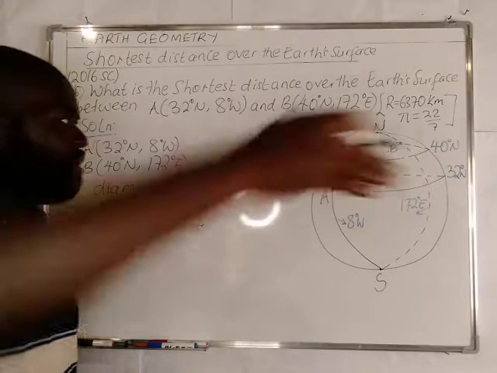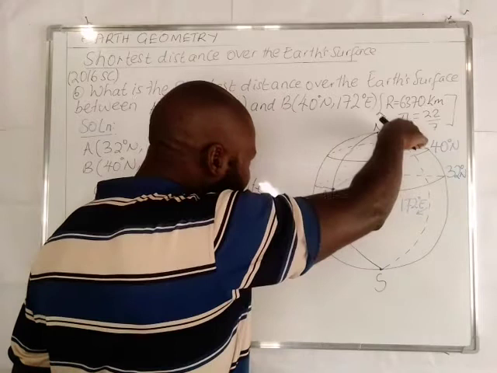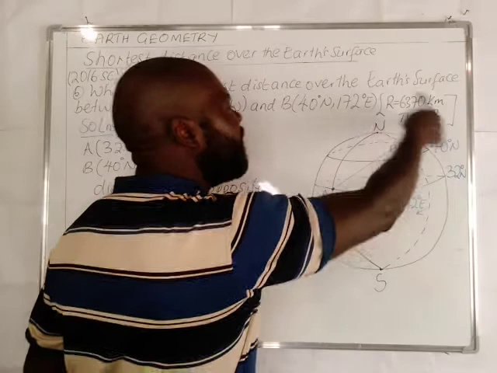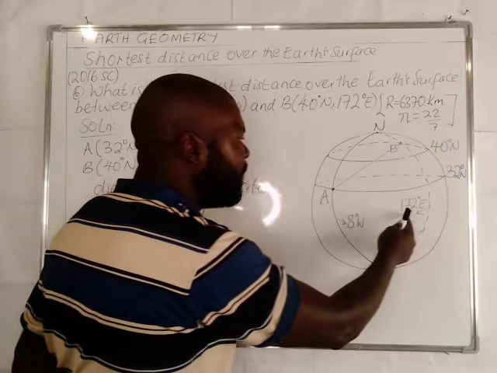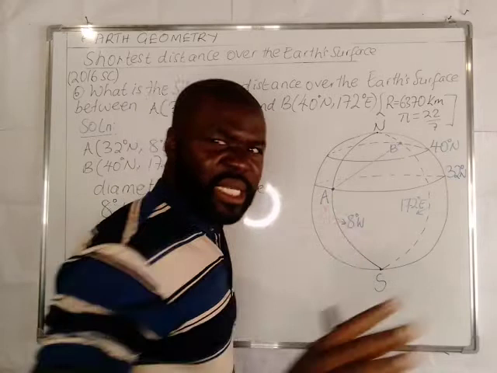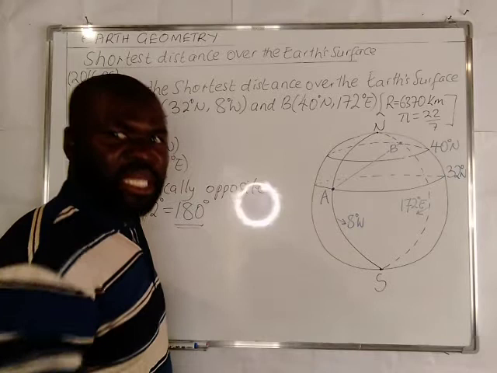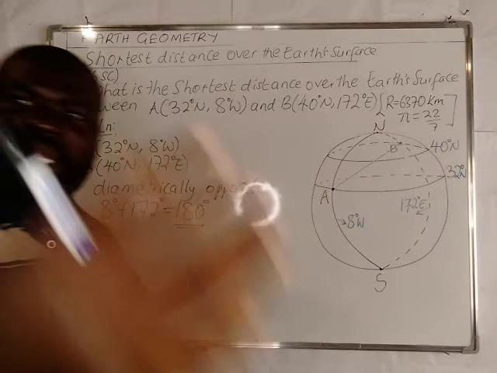You can see A is here. Now, going over the North Pole, the other side there, we have B. So the same longitude continues, even on the other side. When it continues on the other side, it is called 172 degrees east. This side, it is called 8 degrees west. But actually, it is the same longitude. The other side assumes another name. The way you find out that they are diametrically opposite is you add, and if you get 180, then the two places are diametrically opposite.